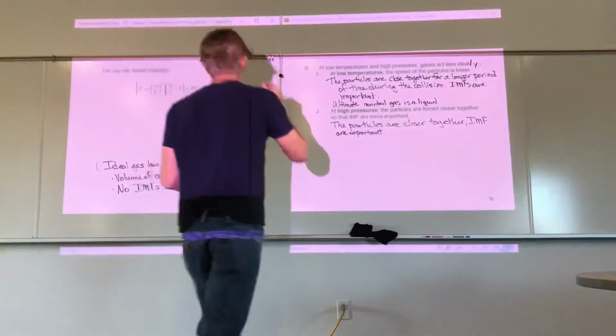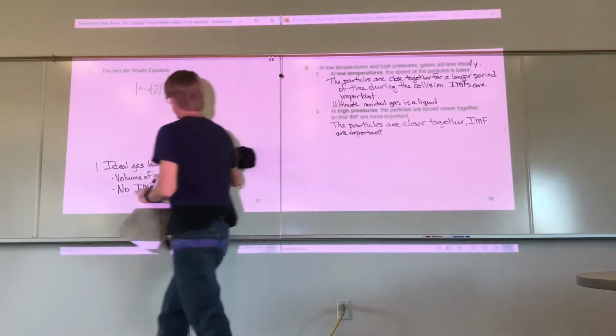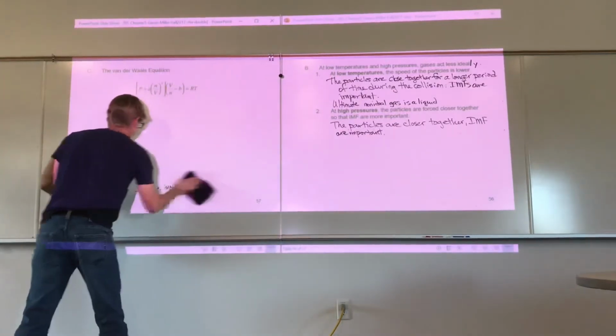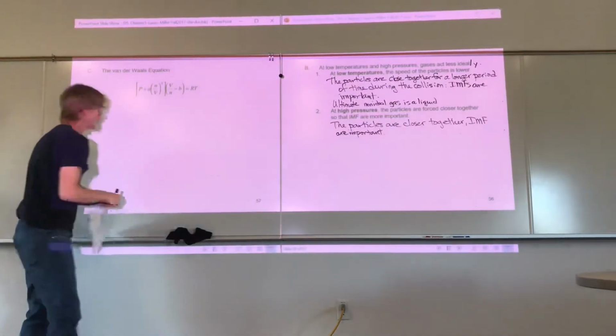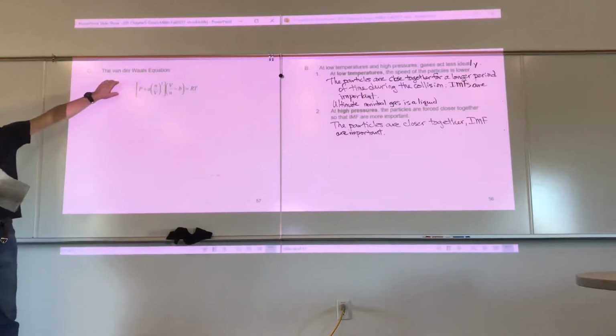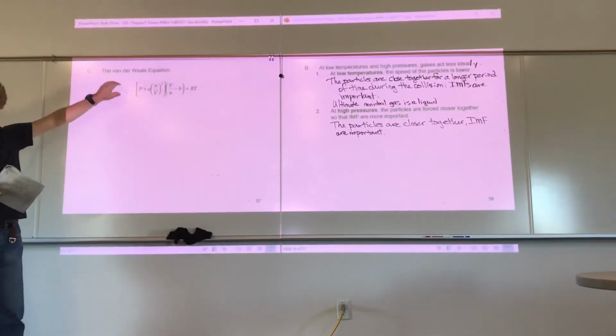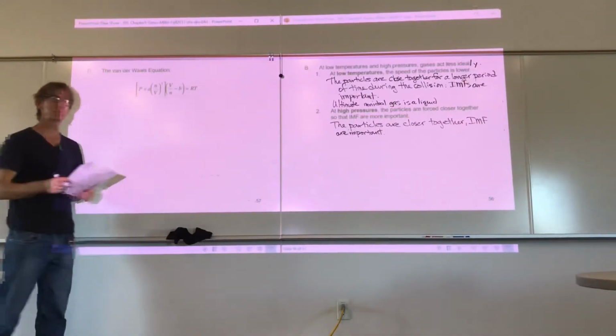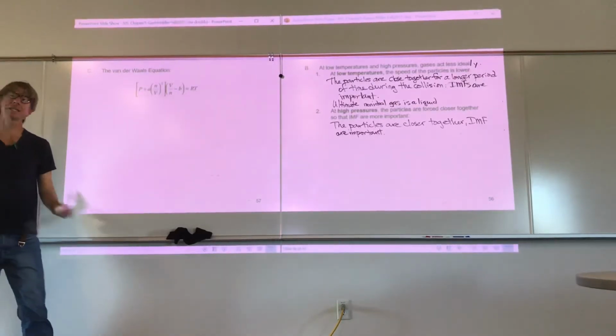The van der Waals equation. Okay, so the van der Waals equation is an equation for non-ideal gases. It accounts for the non-ideal behavior of gases.